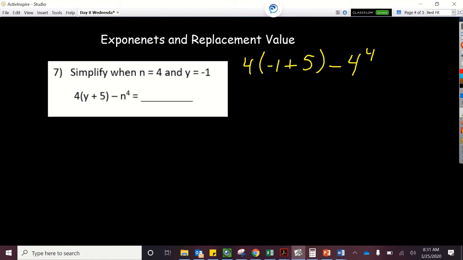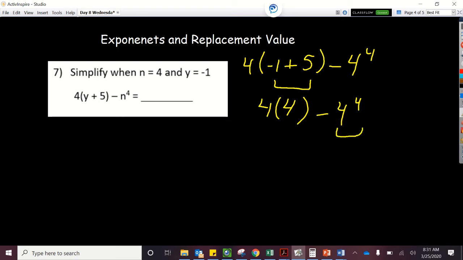So now I follow my order of operations, of course. So I would do my parentheses first. So I have within the parentheses negative 1 plus 5, which is 4. So I have 4 times 4 minus 4 to the 4th power. There's a lot of 4's going on here. And these two things do not mean the same thing. 4 times 4 is not the same as 4 to the 4th power. So you're not going to end up with an answer of 0. I'm going to do my exponent first because that would come first before multiplying.